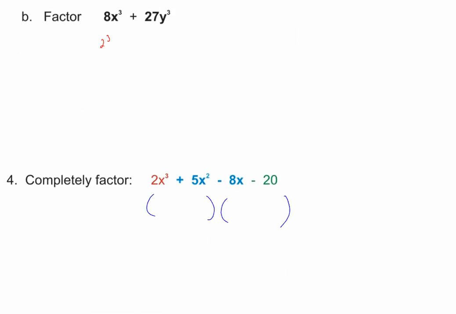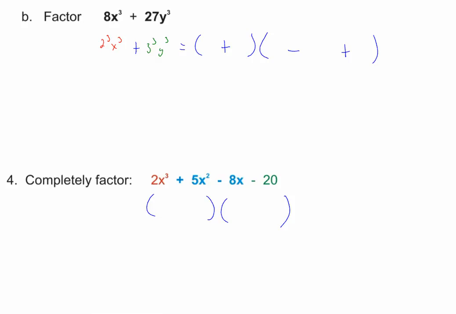This is a 2 cubed x cubed. This is a 3 cubed y cubed. Okay, binomial, trinomial. Binomial, same sign, positive. First sign in the trinomial, opposite. Last sign of the trinomial, always positive.